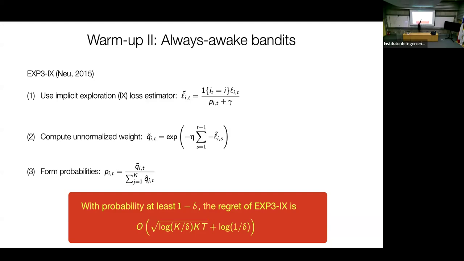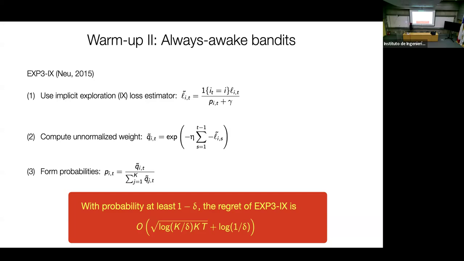Sorry, this one with the curly brace is the indicator. And for the arm that you did pull, you're going to get L_{I_t}, the actual loss, but you're going to divide by something which is close to the probability with which you pulled the arm, plus some additional bias term. And that bias term is kind of technical, but is there to help us prove high probability bounds.